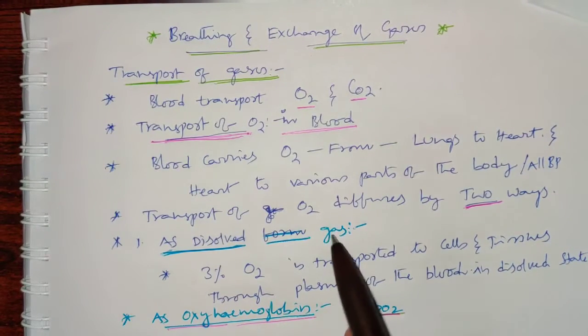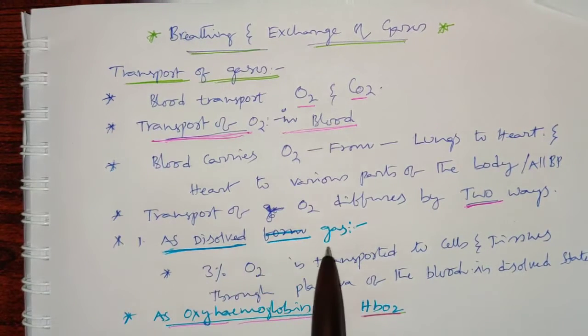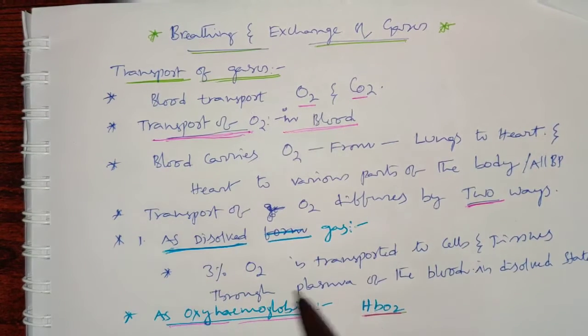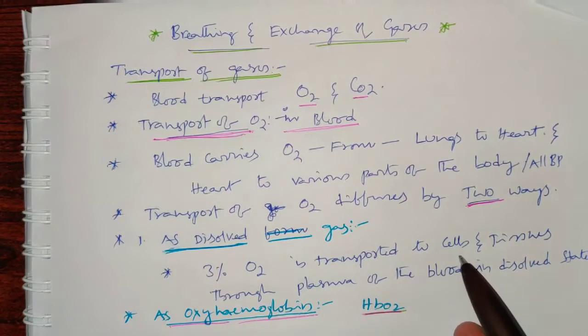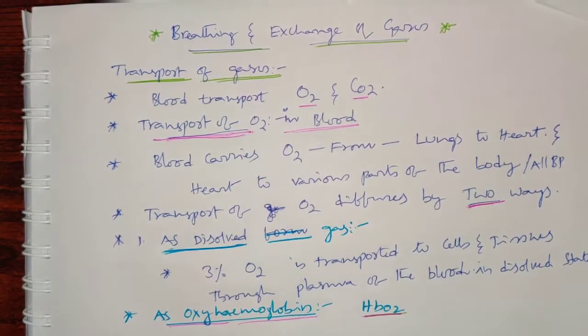Oxygen is transported in two ways. Number one is as dissolved gas. Number two is as oxyhemoglobin. Number one, dissolved gas: 3% of oxygen is transported to the cells and tissues through the plasma of the blood in dissolved state. So another one is as oxyhemoglobin.